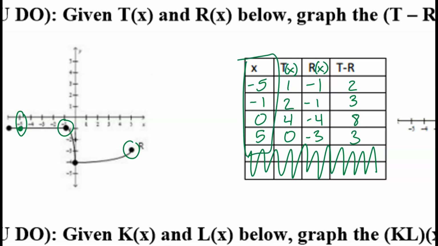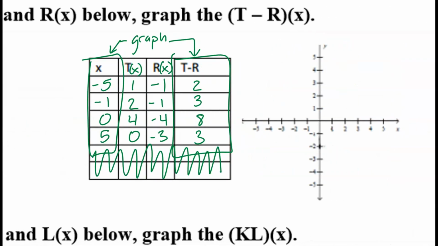And then when you're going to graph these, you're graphing the x values, the initial inputs, and the combination outputs, t minus r. So that's negative 5, 2, negative 1, 3, 0, 8 is way off our graph, and 5, 3. And then you connect and you're done. This is the combination t of x minus r of x.